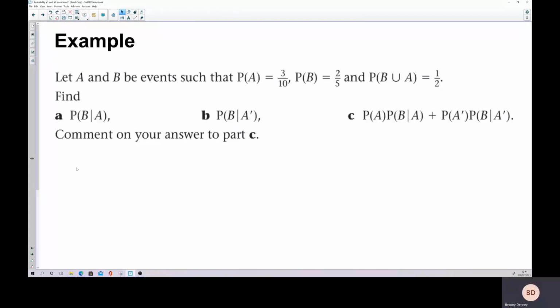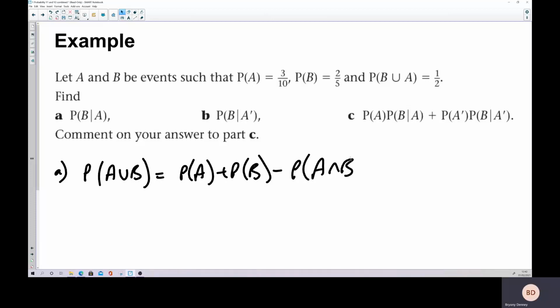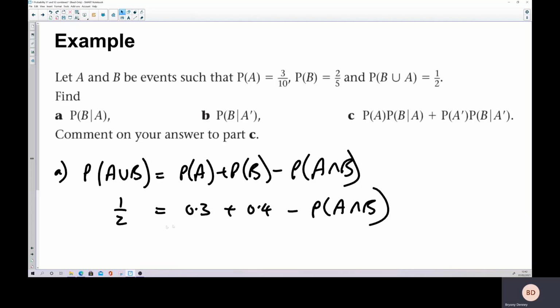In this example, we've got the probability of A as 3/10 and the probability of B as 2/5 and the union as a half. So we can go ahead and try and work out the probability of B given A, but in order to do that, we need the intersection. So the first thing we're going to do is to use the addition rule. And we know what the union is. That's a half. Probability of A, 0.3. Probability of B is 0.4 minus the intersection, which is what we're after. Okay, so if you work that out, we get the intersection 0.7 minus 0.5 is 0.2.